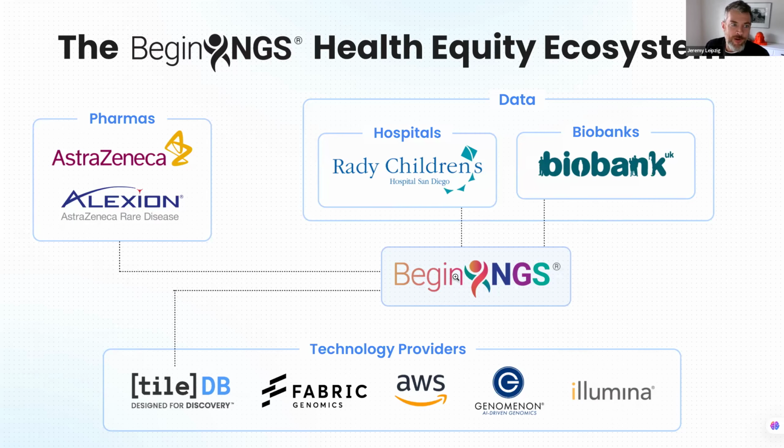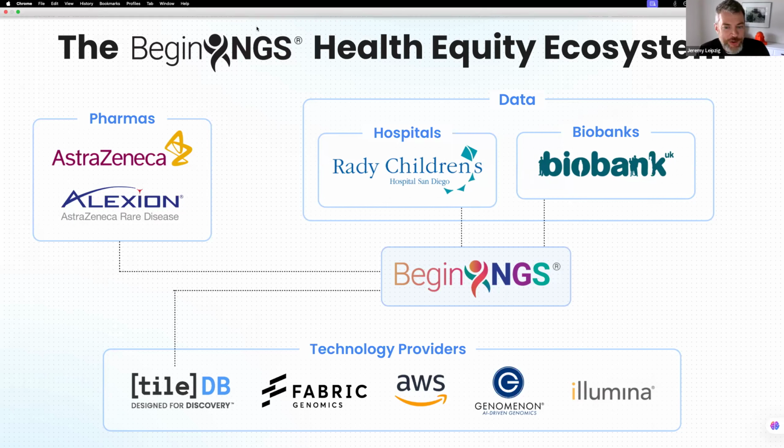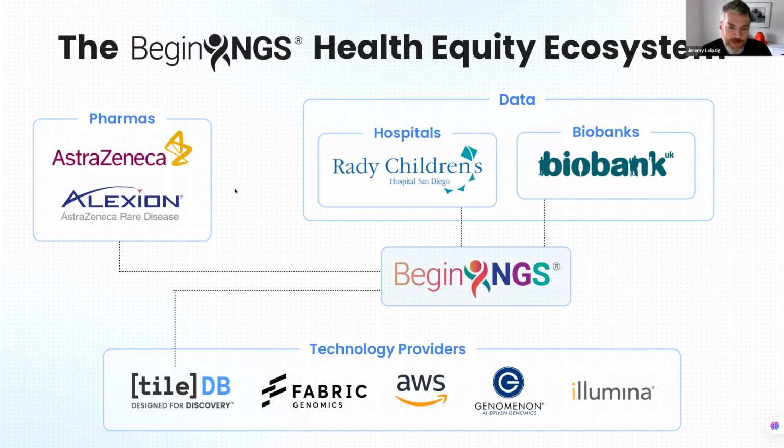The ecosystem involves many corporate and hospital partners. As I said, we have TileDB for the database. We have Fabric, which provides the pathogenicity predictions and the ability to infer how variants are related to disease. We have Genomic, which provides literature analysis. We have AWS for the cloud platform, and we have Illumina as our sequencing partner.